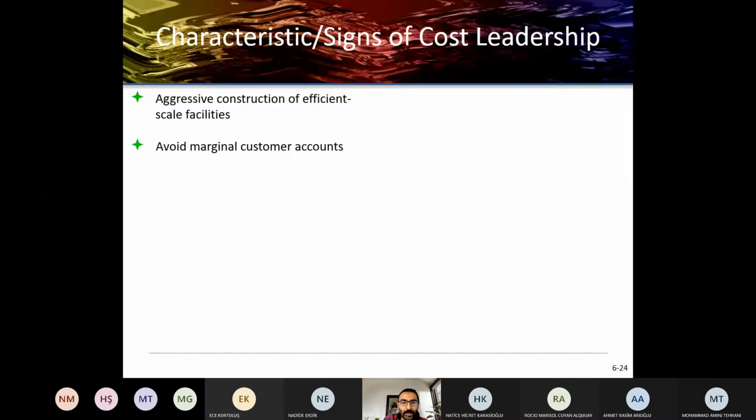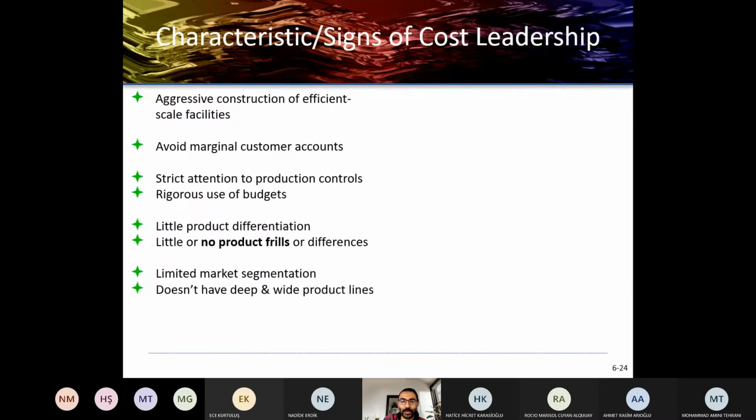What kind of characteristics can we talk about on cost leadership? Generally, doing your operations with low costs, with better output. Having the same input, creating more output. That's what we call efficiency.